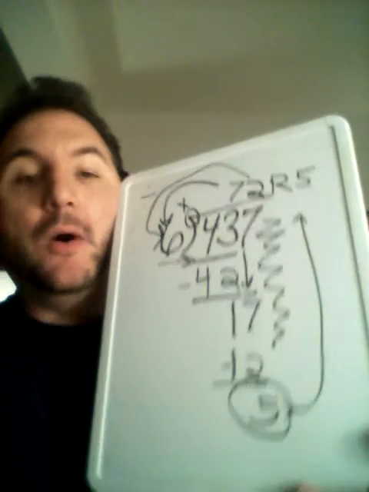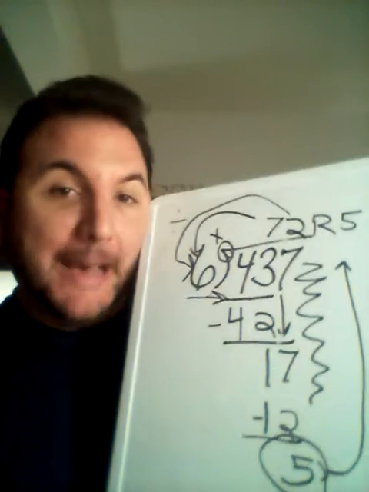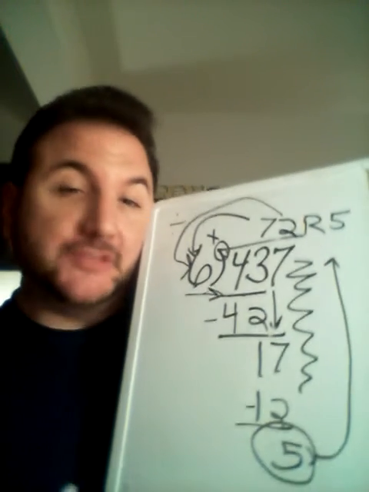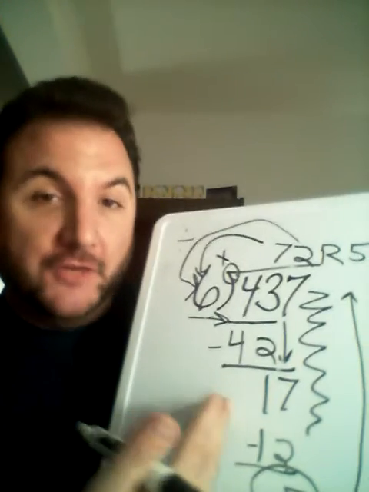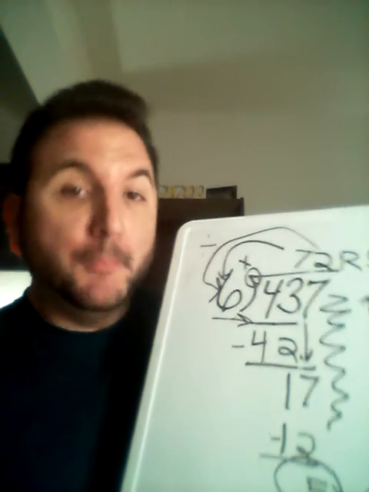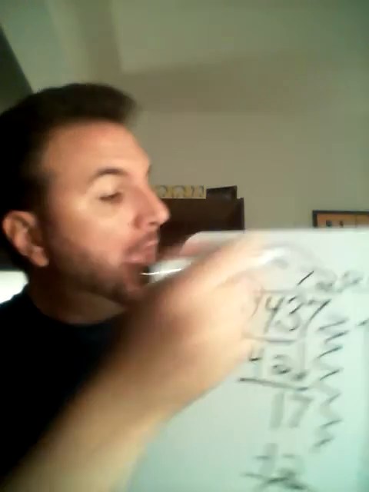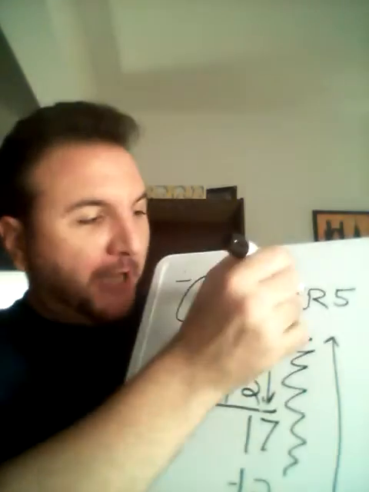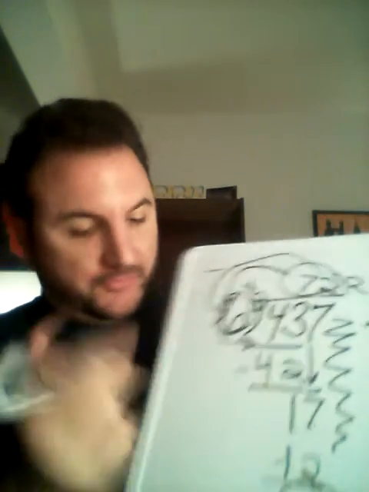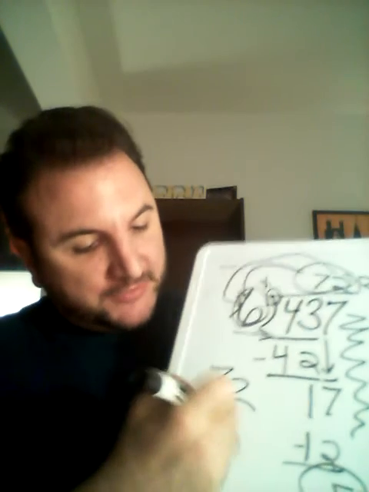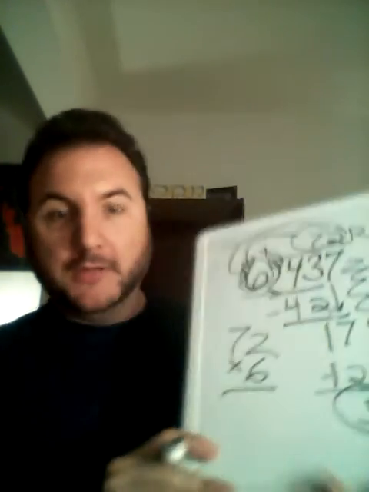Okay? Now, how can I make sure that this is correct? Very simple. You do the opposite. Just like when you want to check if subtraction is right, you add. If you want to check if your division is right, you're going to multiply. So I'm going to multiply 72 times the outside number 6. Remember, we did double times single earlier last week.